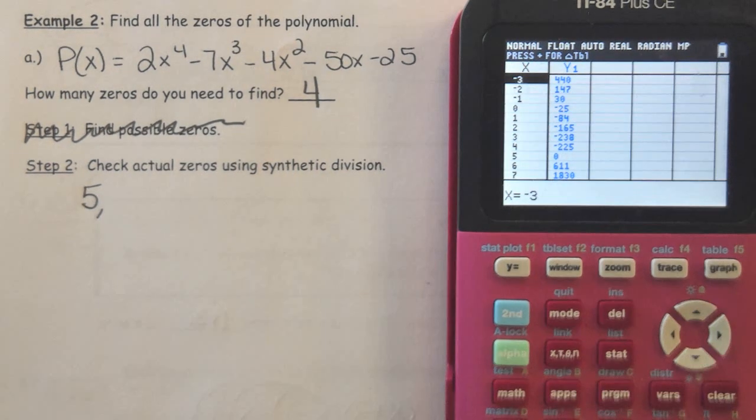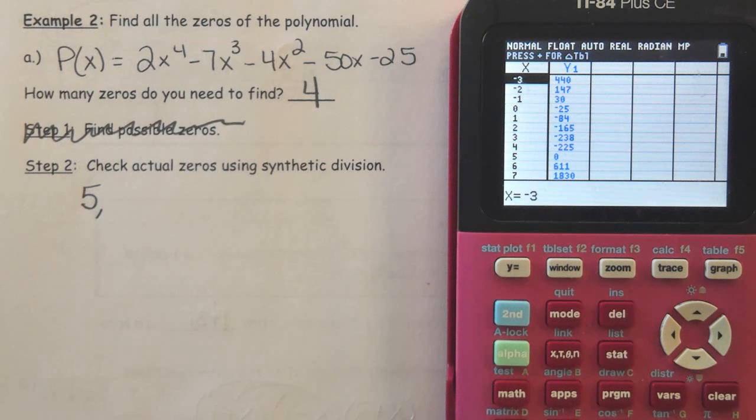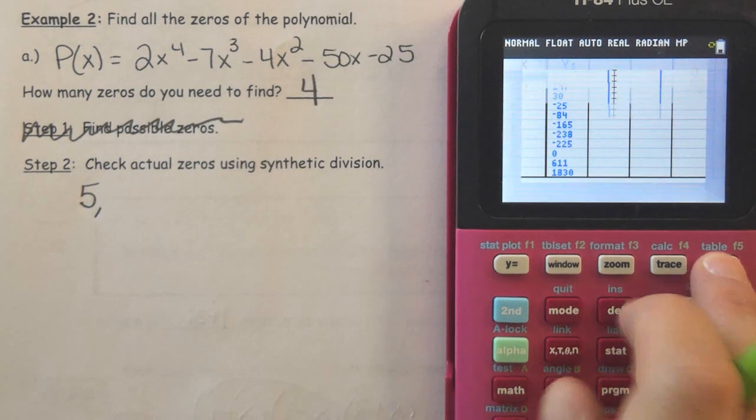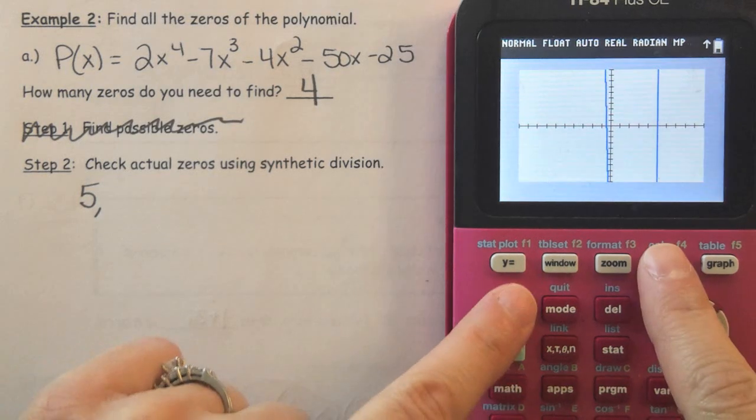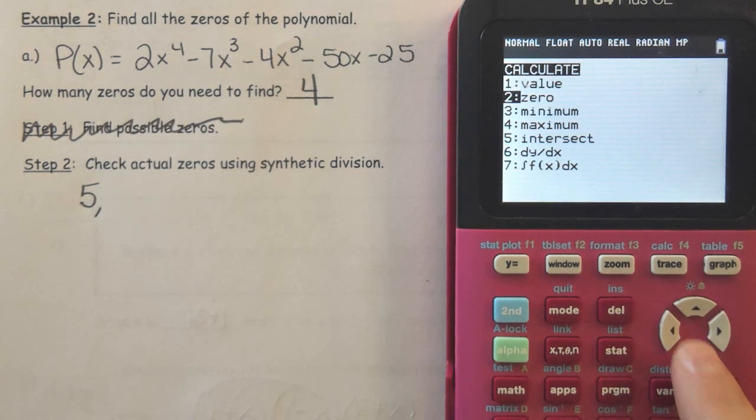Now, do you see how I can tell where it lives? Do you see how it went from negative 25 to a positive 30? We had to go past 0 for that to happen. So my solution lives between 0 and negative 1, but the question is where? I'm going to go back to my graph and see if it's at least a nice value. I'm going to press second trace and find a 0.